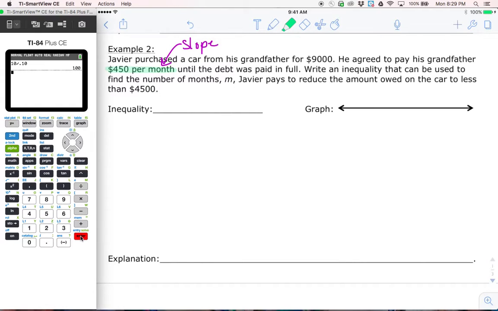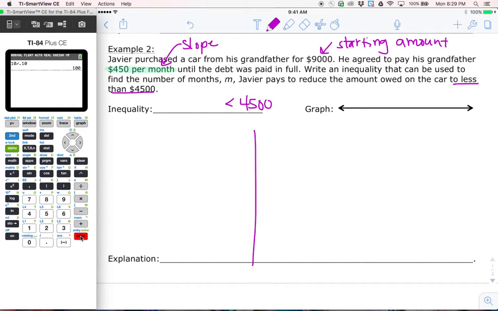Okay, well, I really like this last sentence, less than $4,500. That's already kind of given to us, right? So we really just have to decide on the 450 and then this number 9,000. Okay, well, I'm going to call this 9,000 the starting amount, right? He starts out owing $9,000. The slope is $450 per month. What is this inequality going to look like? What if this were on a graph? If he started way up here at $9,000, the amount he owes is going to be decreasing, right? So what does that tell you about your slope?